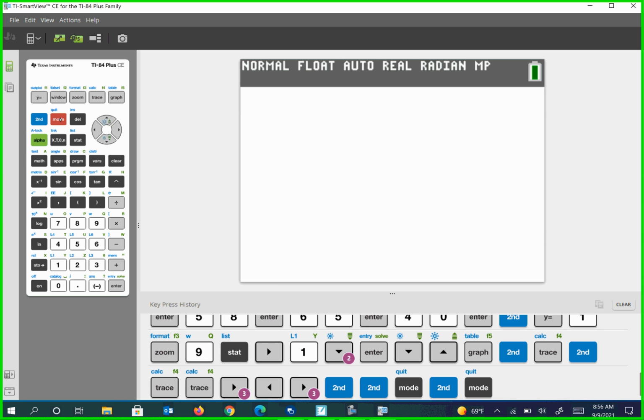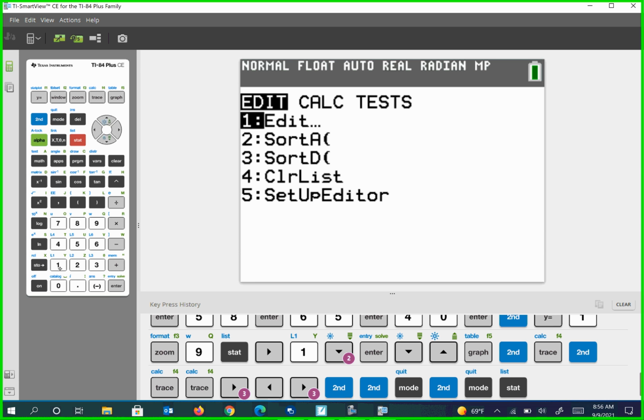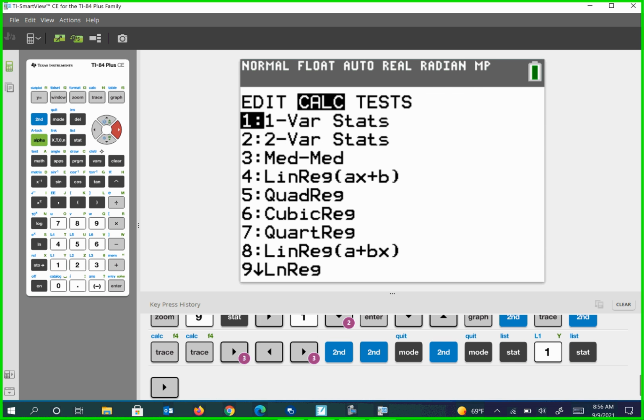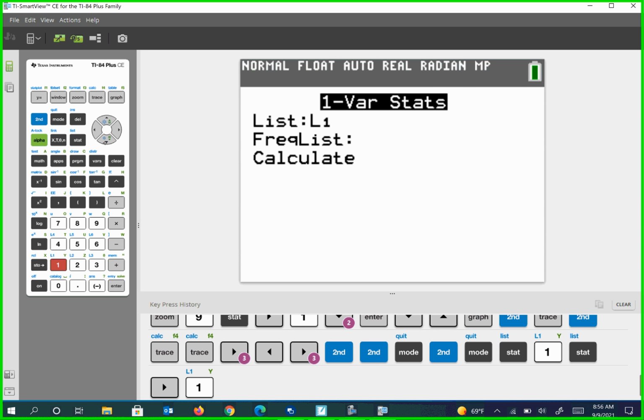What do you anticipate the relation between the mean and median? Well, the median is to the left of the mean. The mean is to the right of the median, something like that. And calculate the standard deviation. Okay, so one variable stats. Stat, calculate, one variable stats.